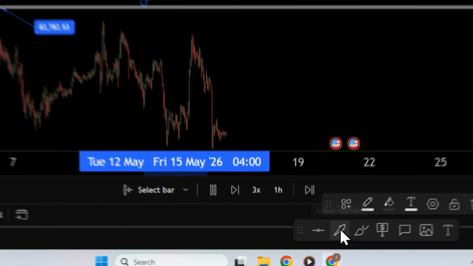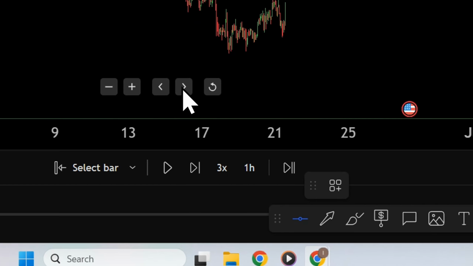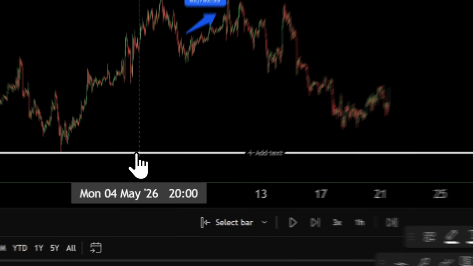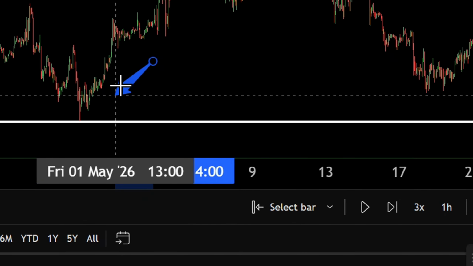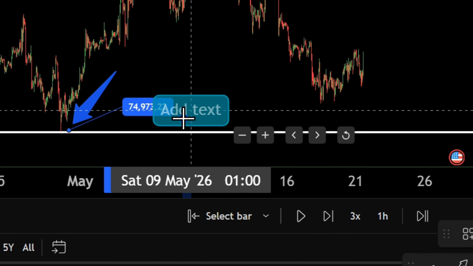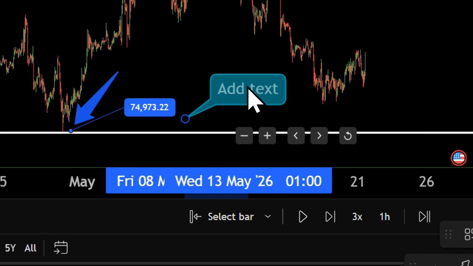One of the biggest mistakes beginners make is treating support and resistance like exact numbers. Professional traders usually treat them as zones instead of perfect lines. Because in real financial markets, price rarely reverses at the exact same level every single time. Liquidity moves, volatility changes, and institutions often enter positions across entire price areas.